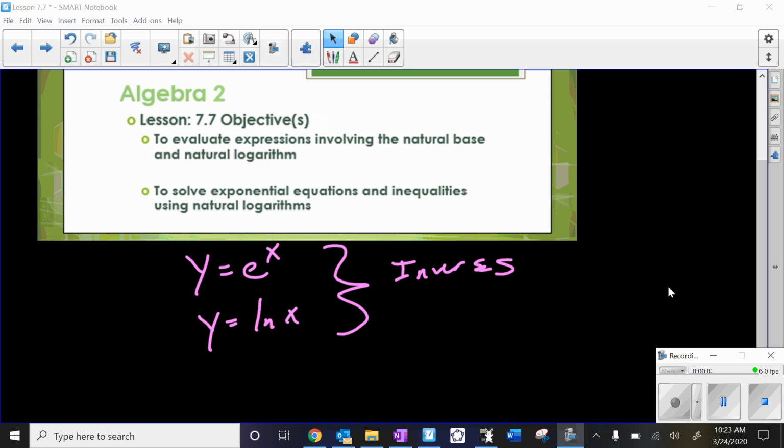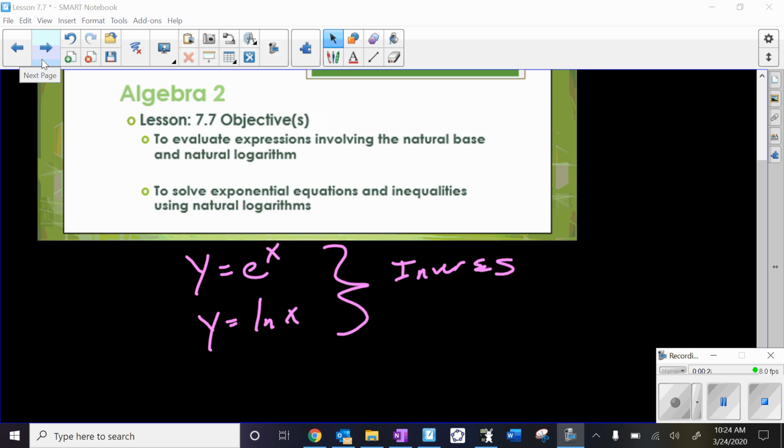Okay, now that we know that we're going to be dealing with a base of e raised to some power, and then the natural log of x, which is really just log base e of x, we're going to deal with how we use these, where we can use these two functions in some problems today.